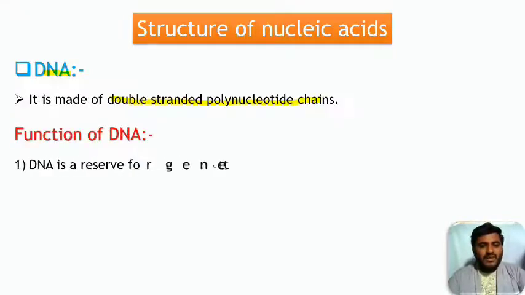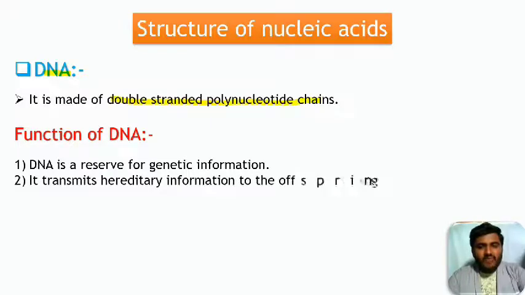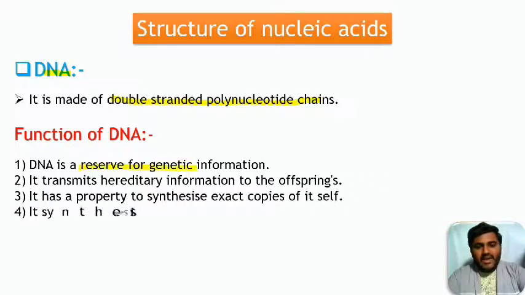Okay, the functions of DNA. What are the functions of DNA? DNA reserves genetic information. That means the main genetic information is stored in DNA. It transmits hereditary information to the offspring. That means DNA transmits the hereditary nature, the characteristics of parents, to the child. Offspring means child. Next, it has a property to synthesize exact copies of itself. So DNA has a replication property. It can undergo replication and form another DNA. It also synthesizes RNA. So in RNA synthesis also DNA is used.